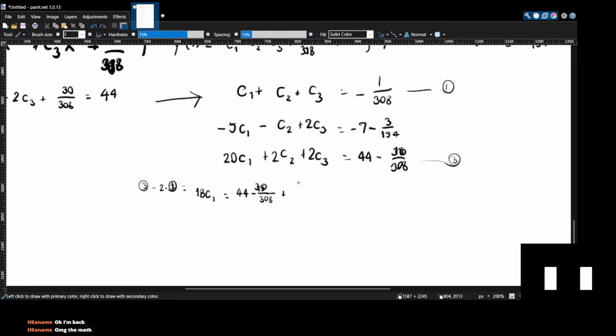But we are already here, so might as well just divide that, and we're gonna get 44 minus 30 plus negative 30 plus 2 is equal to negative 28 divided by 308, which is equal to 44 minus 1 over 11.